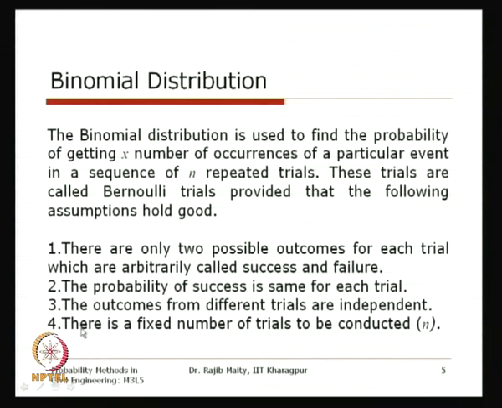And the last assumption of this Bernoulli trial is that there is a fixed number of trials to be conducted. So this n, how many trials we are going to conduct to get x occurrences of the event which we are calling success here, should be known. So there are two things we need to know prior to defining the binomial distribution: the total number of trials that we are considering, and the probability of success for each trial. With these two known and all four assumptions satisfied, we can define the binomial distribution.